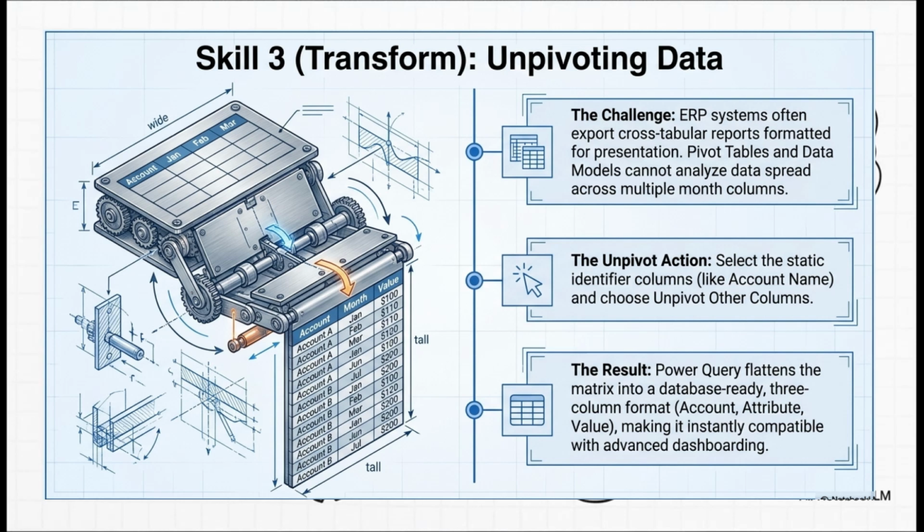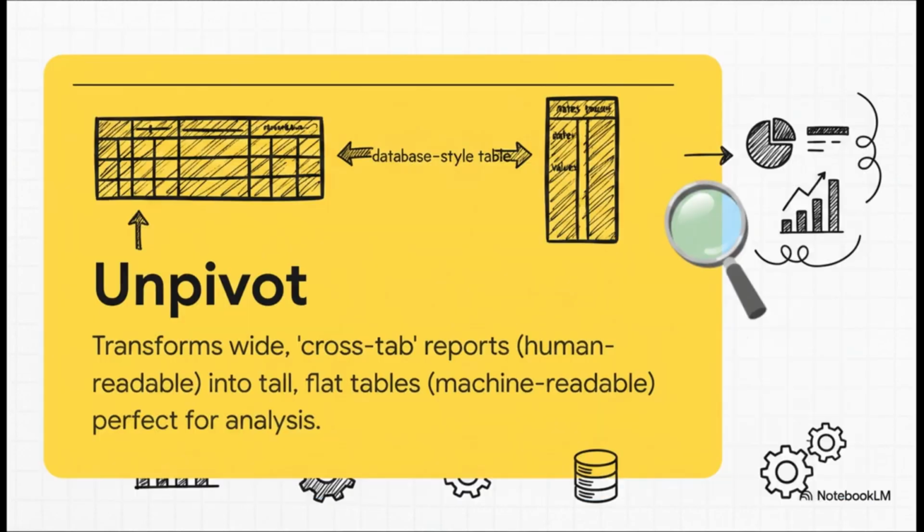Just picture that P&L report that lands on your desk every month. It's in that crosstab format, right? With columns for January, February, March, all the way across. But to actually analyze trends over time, what you really need is a tabular format. That means one single column for account, one for the date, and one for the amount. Unpivot does this transformation for you in literally 2 clicks. It takes that wide, hard-to-use report and flips it into a perfect database-style table that you can use to build amazing dynamic dashboards and models that update all by themselves.